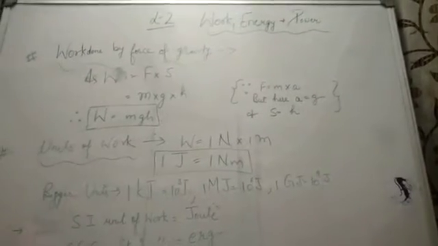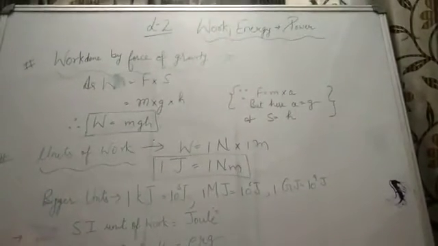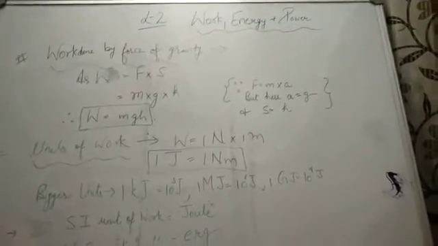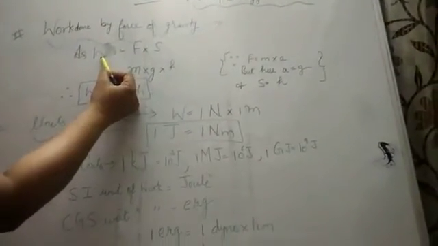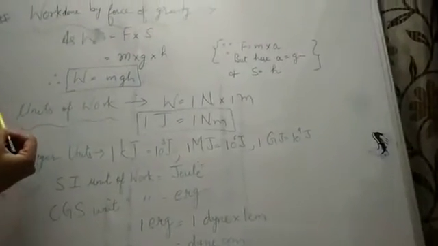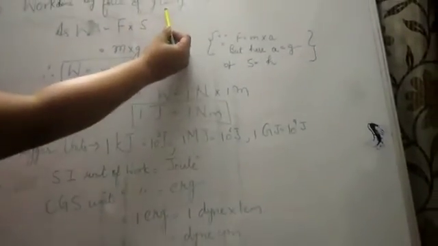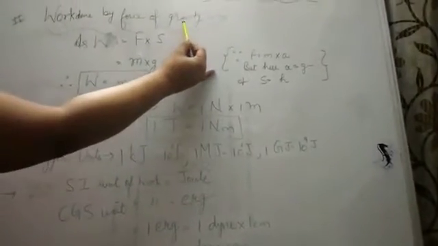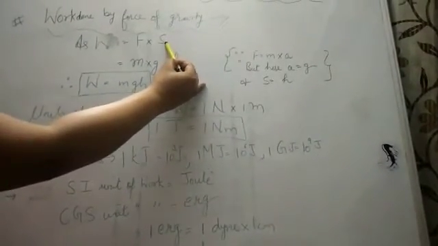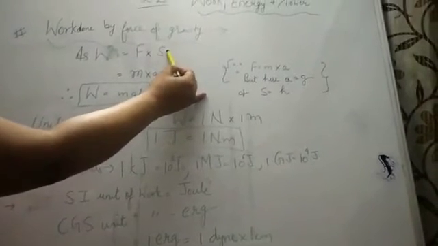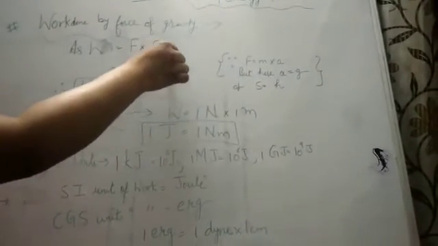Today, we will start a new topic, that is work done by the force of gravity. Students, you know that W is equal to force into displacement. But as here we are talking about gravity, we will not take it as displacement. Here we will take displacement as height, because the object is falling from some height.